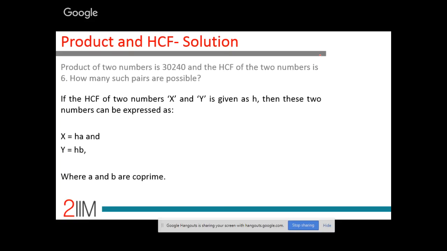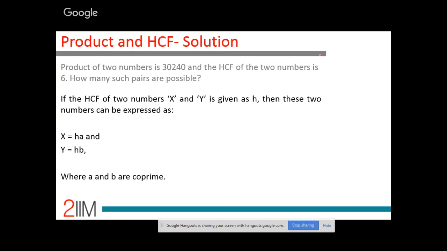The most important criteria here is that A and B have to be co-prime. So once you have extracted the HCF from two numbers, then what you are left with, there cannot be anything in common. Very simple funda, but you have to get this right to approach all of these questions. And so if you have two numbers X and Y which can be represented as HA and HB, HCF is H. What is the LCM of these two numbers X and Y?